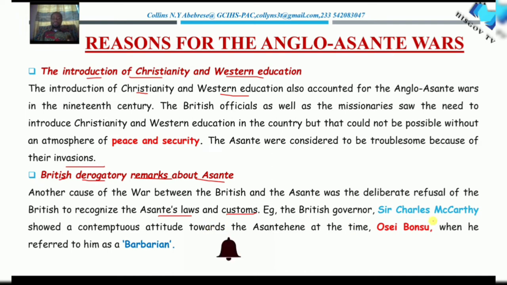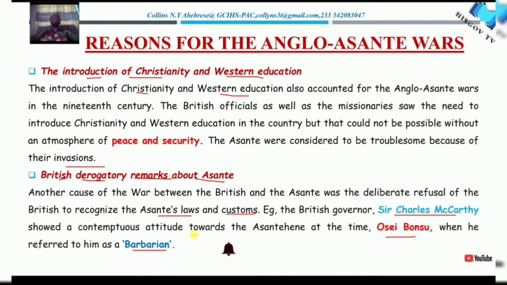One British governor by the name Sir Charles McCarthy showed a contemptuous attitude towards the Ashanti. At that time, the king was known as Osei Bonsu. He referred to Osei Bonsu as a barbarian. When Charles McCarthy was appointed governor and came to the southern states, he was in Cape Coast, and he was asked to introduce himself to the Ashanti, then under Osei Bonsu. He said, no, why should he do so? Because those people are barbarians.